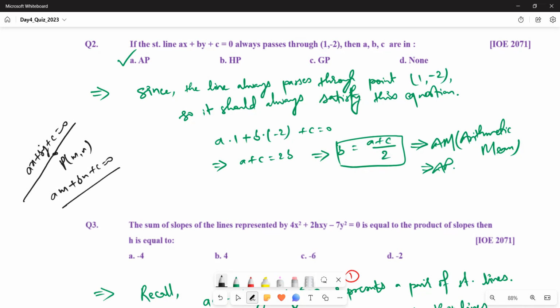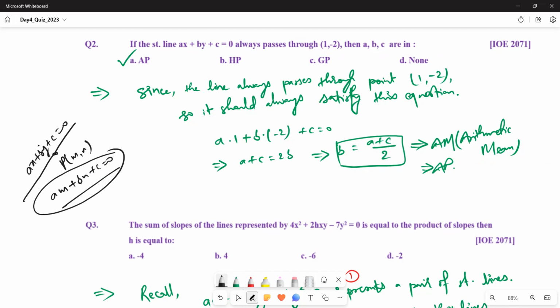When you put the value of x as m and the value of y as n, it should still satisfy that. Okay. So that means if a straight line passes through this point, then it should satisfy it. Now since this line passes through the point (1, minus 2), it should always satisfy this equation, right? So I'll put the values 1 and minus 2 for x and y respectively in this equation, and then we see that a plus c equal to 2b, and then the value of b will be (a plus c) by 2.